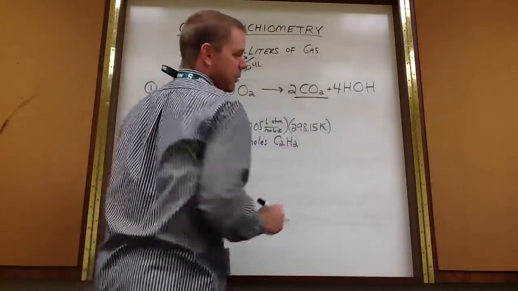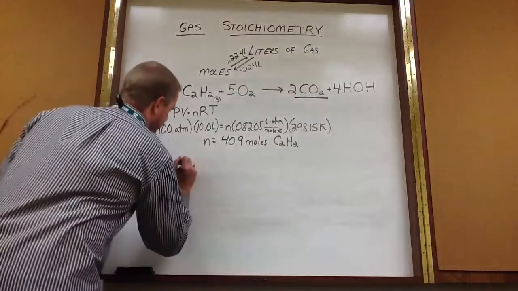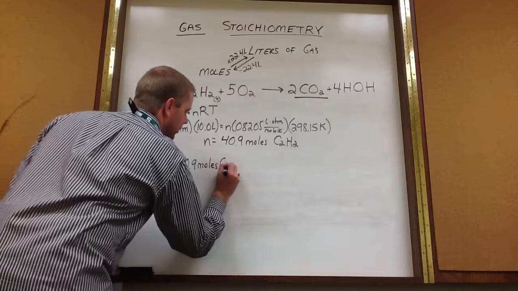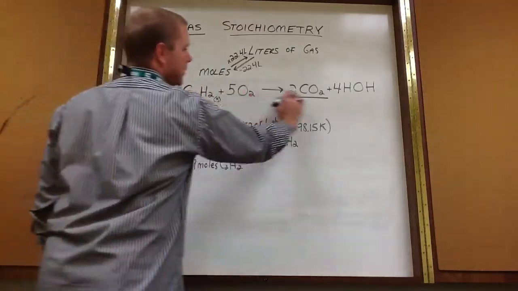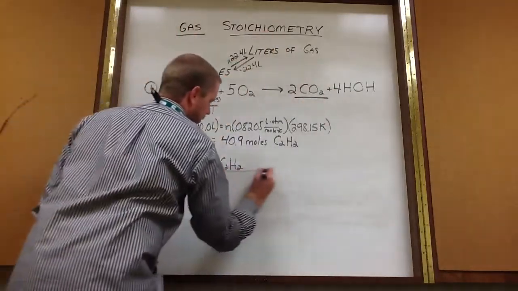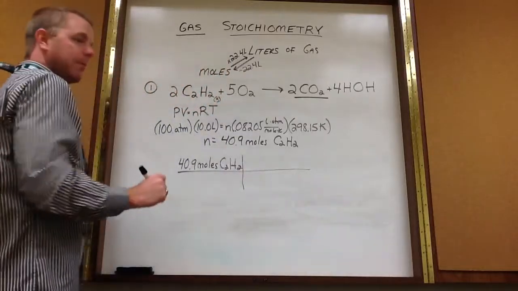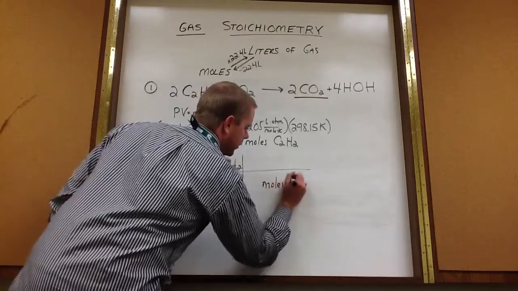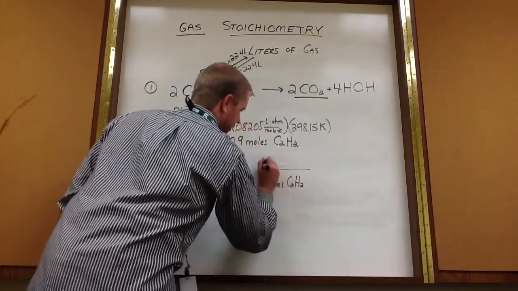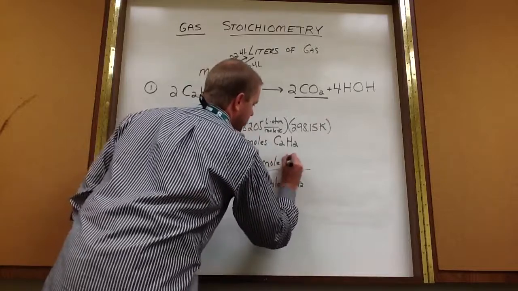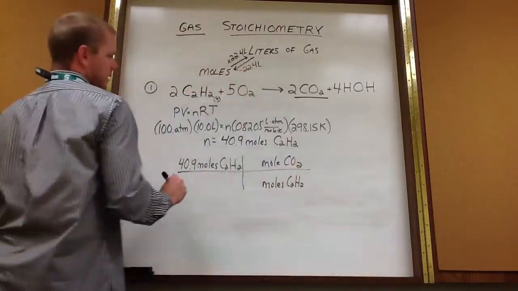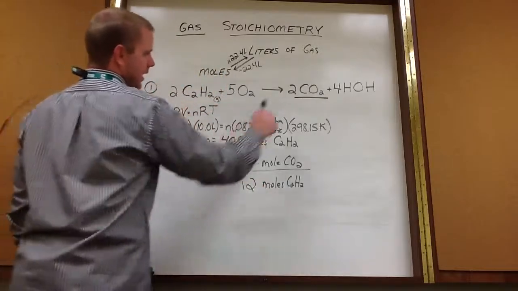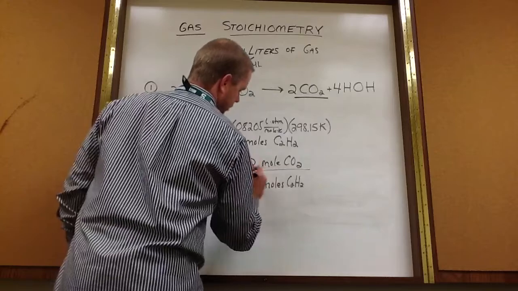Well, guys, that's not what I asked you for. I want to know how much of this we're making. So now we're going to take 40.9 moles of C2H2, and using the balanced chemical equation and stoichiometry, we're going to convert. So here's your mole ratio. How many moles of C2H2 for how many moles of CO2? Well, we go to the balanced chemical equation. There is a 2 here, so that 2 is right there. And for CO2, there are also 2 of them.